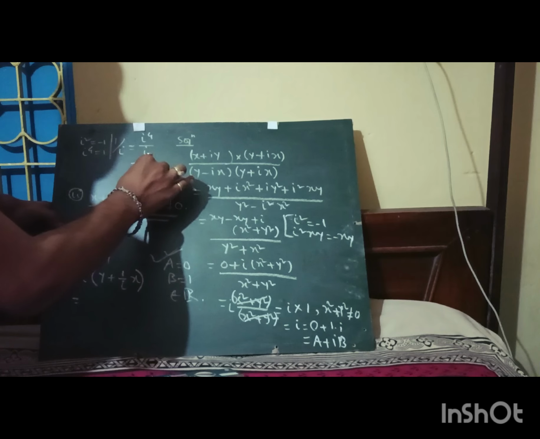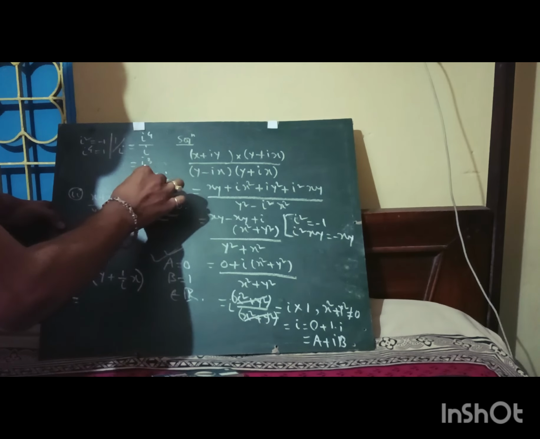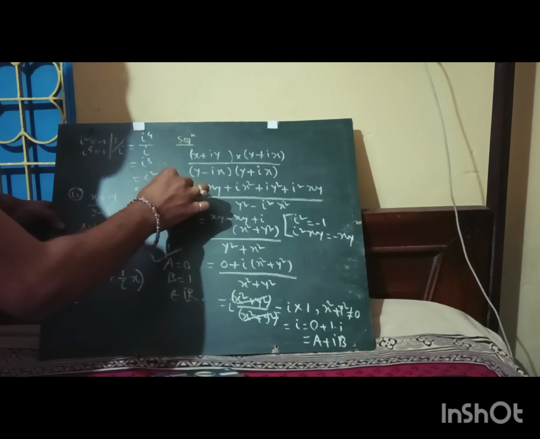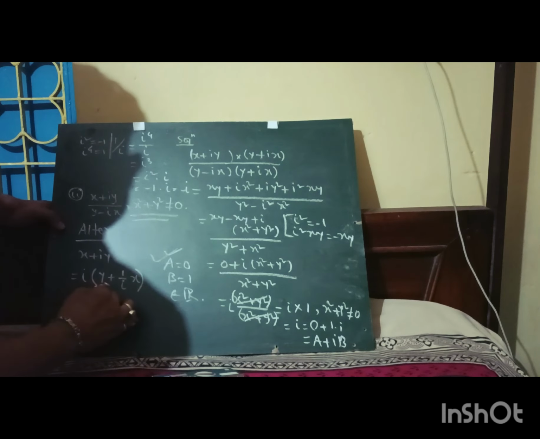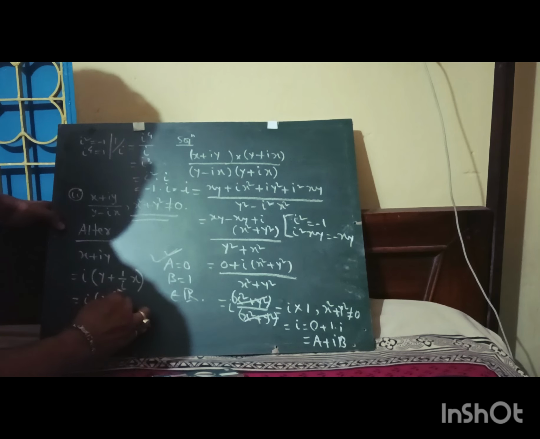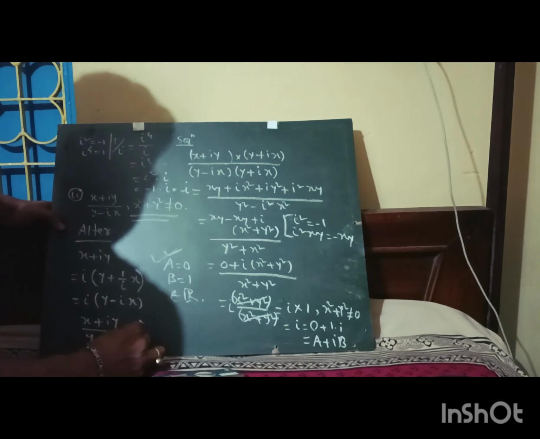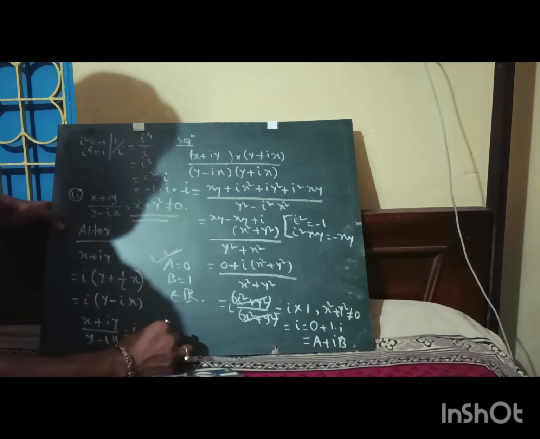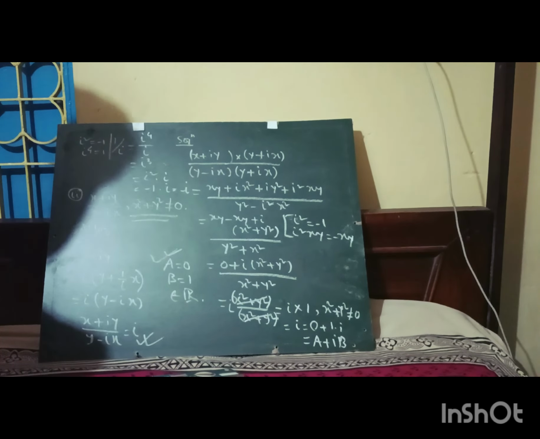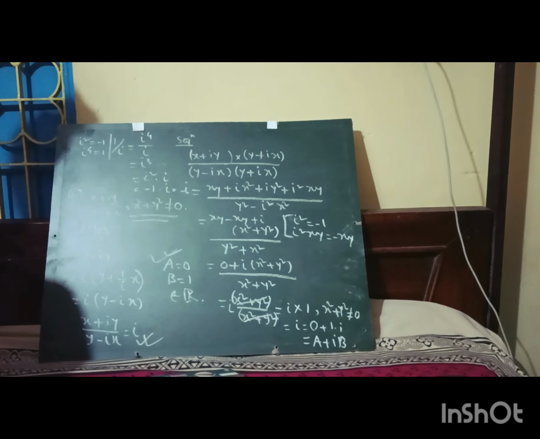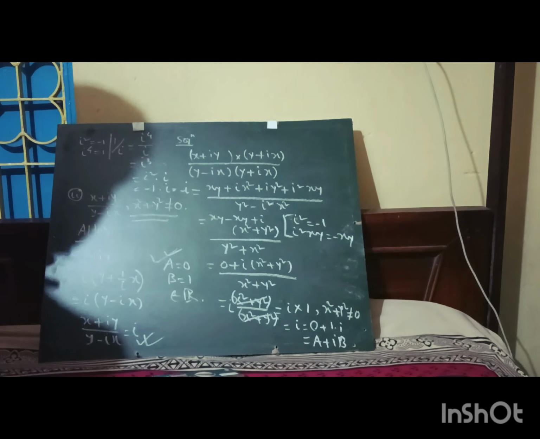i cubed means i squared into i. i squared means again minus 1, and i. That is minus i. So 1 by i times x means minus ix. That is x plus iy becomes i times (y minus ix), and if we divide it by y minus ix, then the result will be i. It is another method. You can use it in any JEE question or MCQ type question.